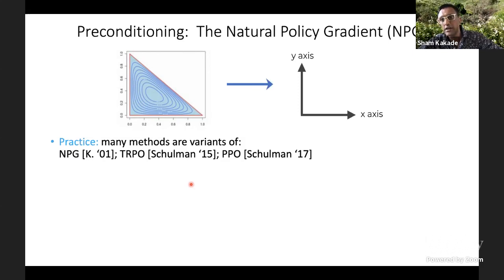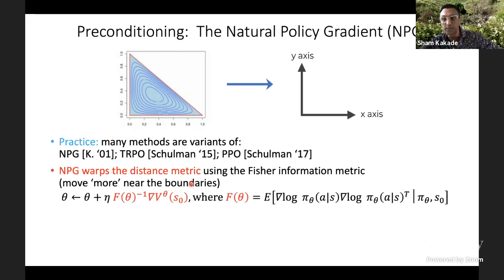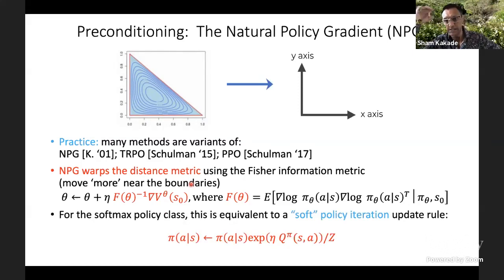There's a bunch of other variants where you can look at this as a certain type of proximal update as well, but you're just moving in the gradient direction with a preconditioner given by this Fisher metric under a particular weighting, which stretches the corners out. For the tabular case, actually for even more general cases, this has a nice softmax policy iteration update form. To some extent, this is why we refer to these analysis methods as NPG, because of this connection of understanding how you can view this as a soft policy iteration update rule. So for the tabular case, this is a completely equivalent update rule if you look at how your policy changes.